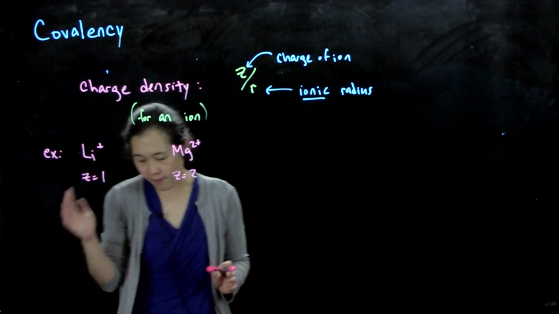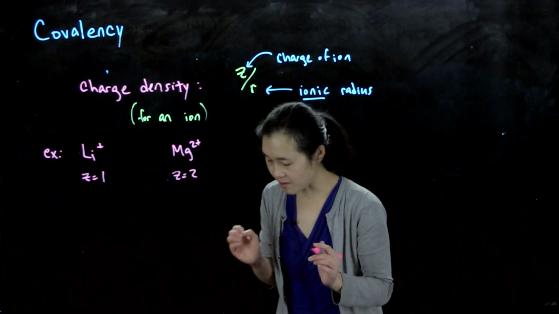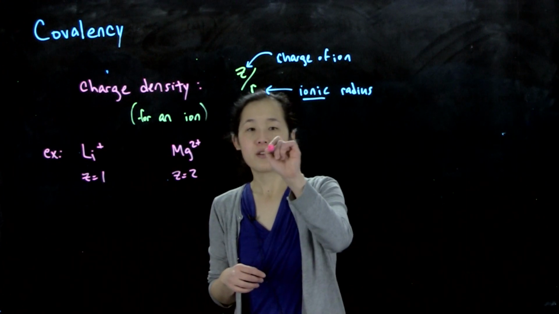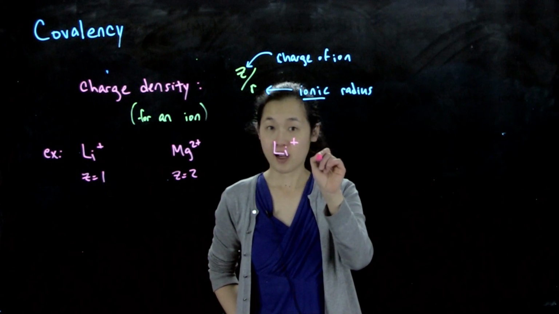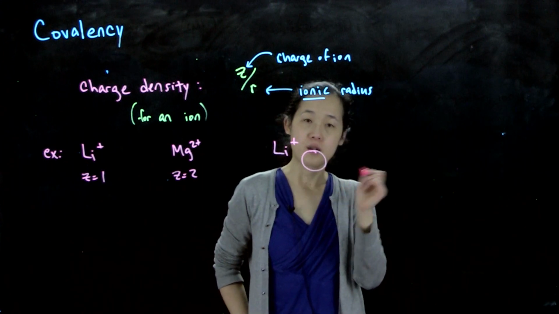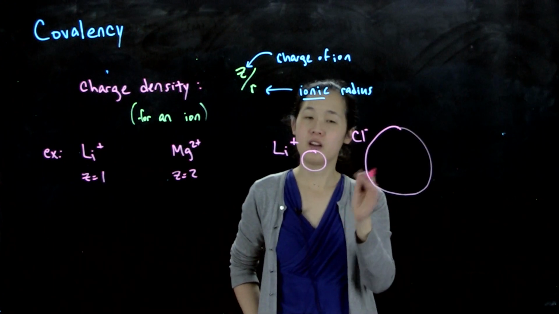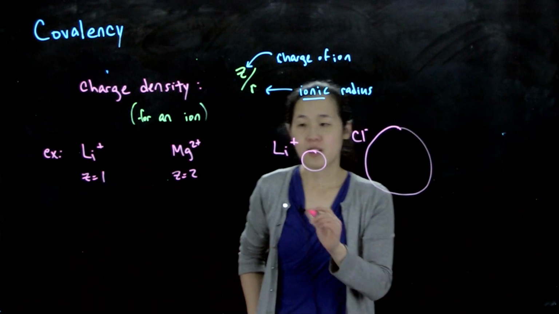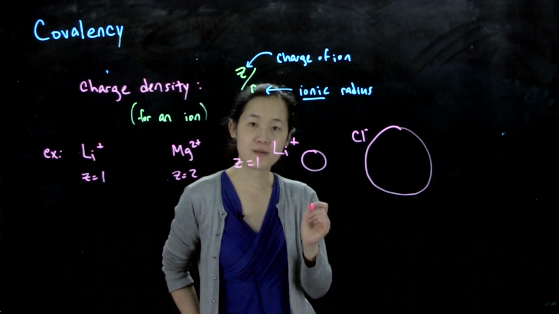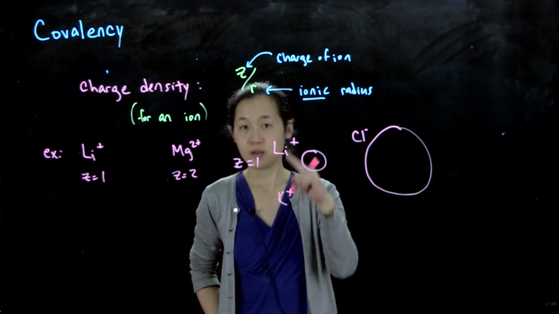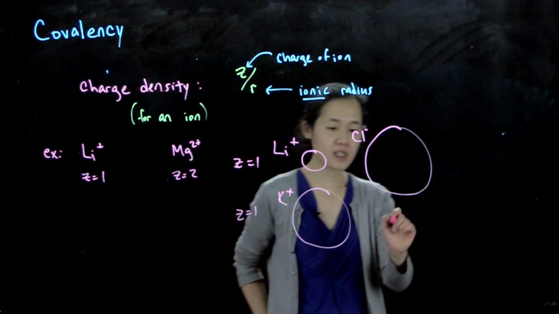Keep that in mind. The effect it has on bonding: let's talk about lithium chloride versus potassium chloride. Lithium chloride has our lithium cation, which is going to be quite small, and the chloride anion is quite big. It's bigger because we have an extra electron. And for lithium, z equals 1. If we compare it to potassium chloride, potassium is two down from lithium, so it's going to be much bigger. We still have z equals 1, and here we still have chloride.